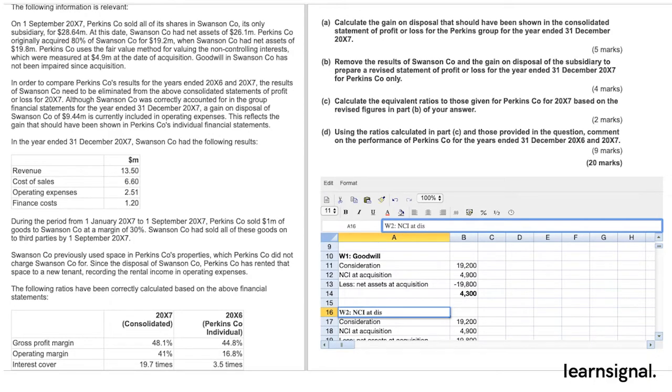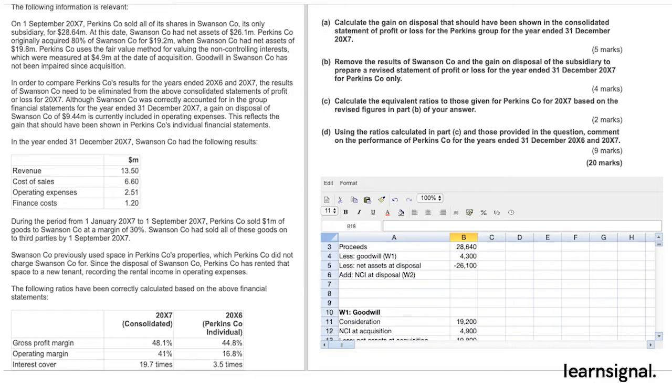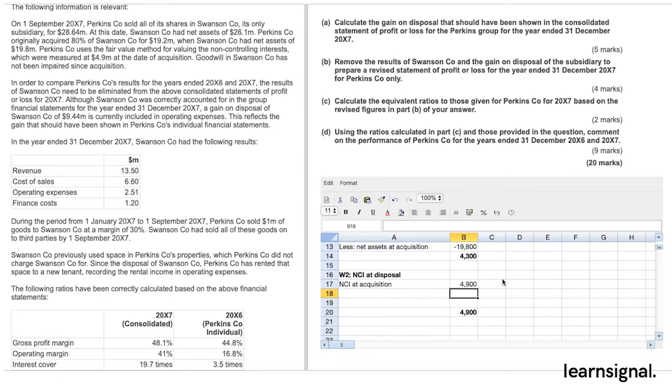So to calculate your NCI at disposal, first of all, we'll clear that off, and we'll look at your NCI at acquisition. The NCI at acquisition is again directly from the question, and that's 4.9 million. Then we have to take the NCI percentage regarding the post-acquisition, and look at what was remaining afterwards in the company. So the remaining amount is 20%, and we have to take the current Swanson net assets, and take those net assets at acquisition out. So it's the NCI percentage multiplied by Swanson's net assets.